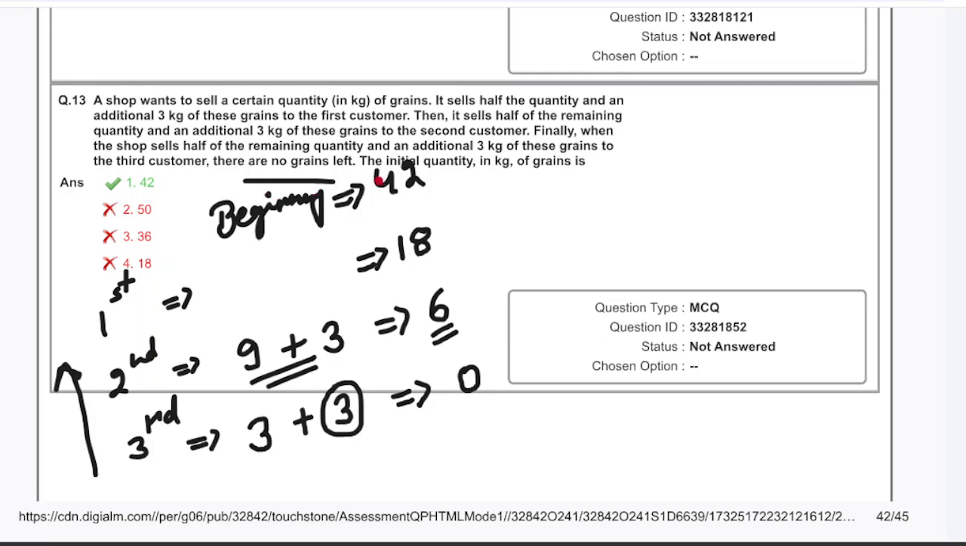Because after 42, if they are left with half of that, 21 plus 3, so half of 42, 21 he picked up, plus 3 he picked up, 24, 42 minus 24, it remained 18. The second person came in, half of that 18, 9 plus 3, 12 he picked up, remaining are 6. Then when the third person came, he got half of 6, that is 3 plus extra 3, and this became 0. So we have to go in the backward movement, and then we can find out the answer. 42 should be the answer. That is here.